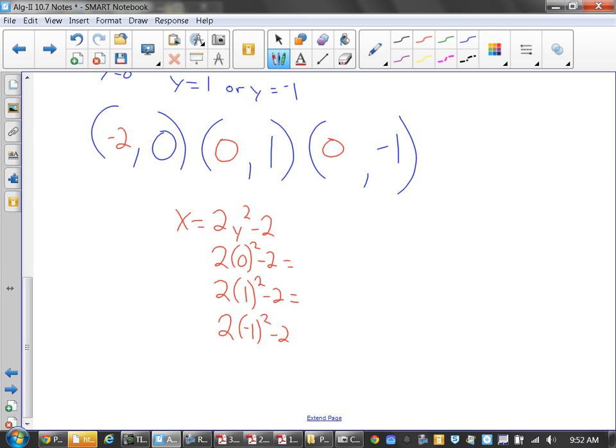Not necessarily. Not necessarily. This is an anomaly. Oh, because negative 1 squared equals 1. 2 times 1 is 2, squared is 4, minus 2. No. What's being squared? The 1. It's just the 1 that's being squared, not the 2 times 1 being squared.